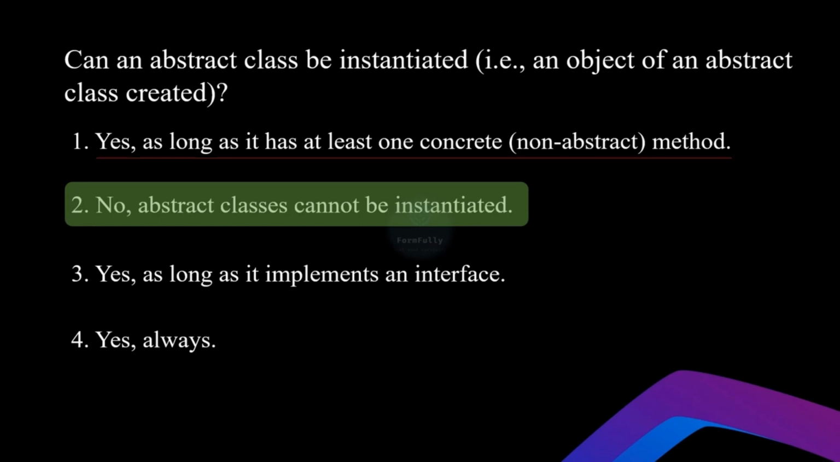Option A is incorrect, as having a concrete method does not allow instantiation. Option C is incorrect because implementing an interface does not change the fact that abstract classes cannot be instantiated. Option 4 is absolutely incorrect because an abstract class cannot be instantiated. So option 2 is correct.